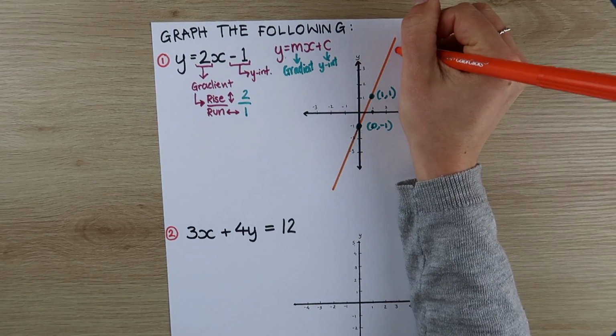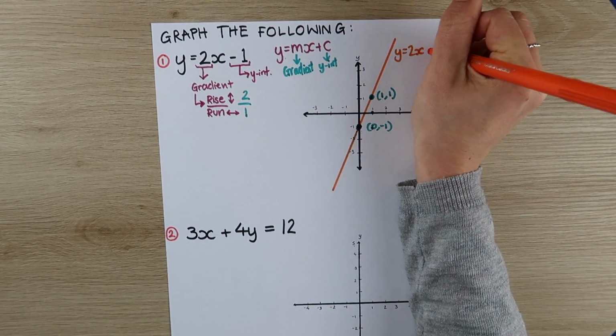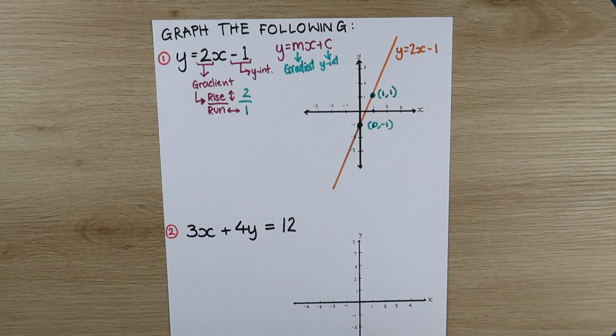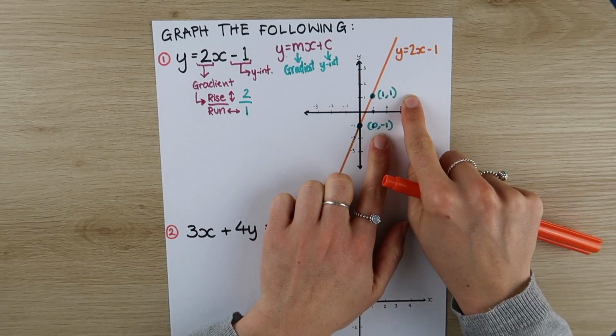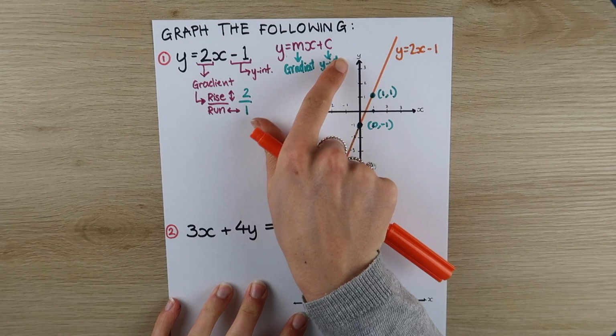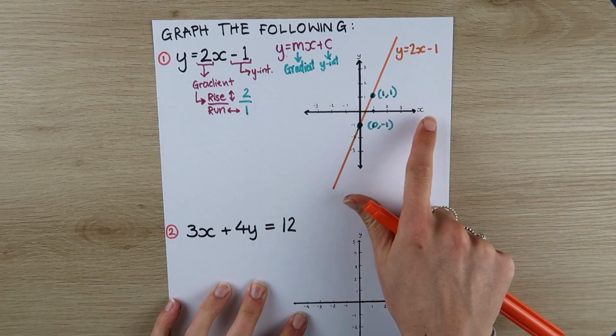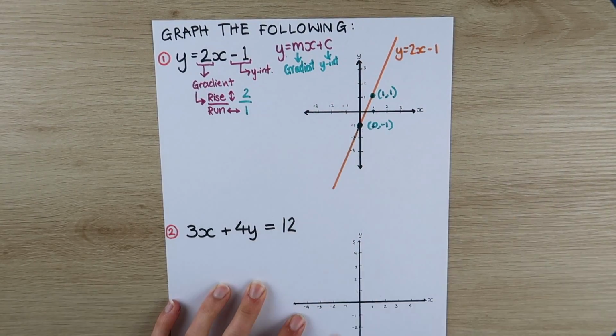And I'm going to label this as y equals 2x minus 1. And that is how you graph this line. Now it's really important that you show at least 2 coordinates on your graph, as well as your y label and your x label on the top and the right hand side.